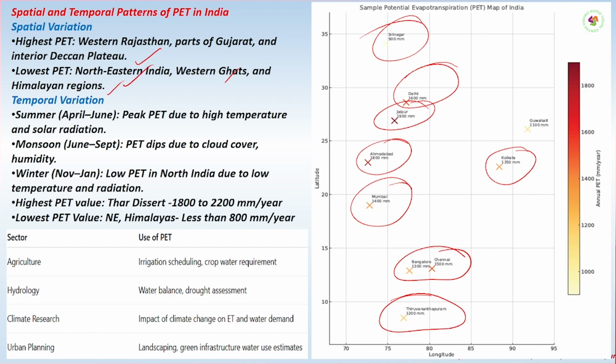And time-wise, if you take it, April to June, summer, is the peak PET. The PET values peak due to high temperature. In the monsoon, naturally the PET values reduce. In winter, very low PET values. So depending on the season and depending upon the location, that is, in space and with time, they change. The highest value of PET which we record generally will be in Dhart at around 2200 mm, whereas the lowest PET is in the Himalayas and the northeast region.